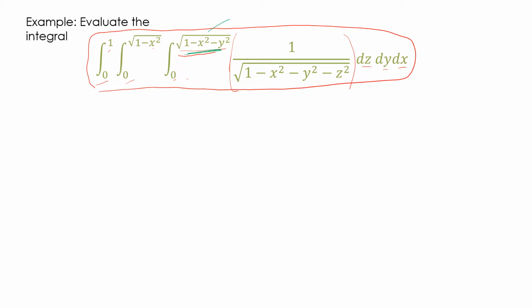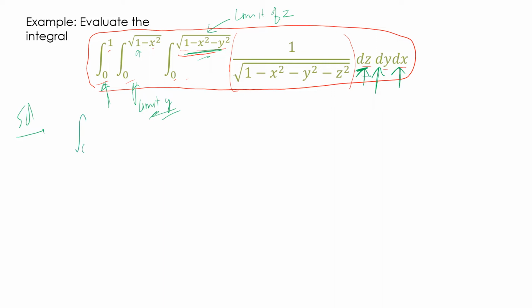So that is a function of x and y, so we can say that's the limit of z. And the second one, root 1 minus x square, is the limit of y, and then definitely the remaining one is the limit of x. So here first you integrate with respect to z, then with respect to y, and then with respect to x. So first we take the integration with respect to z.